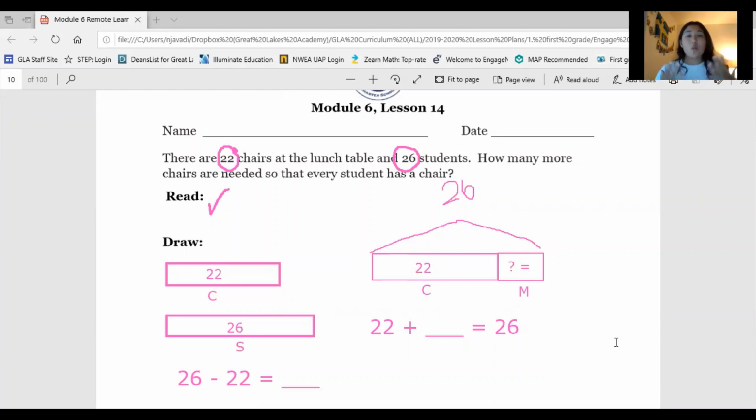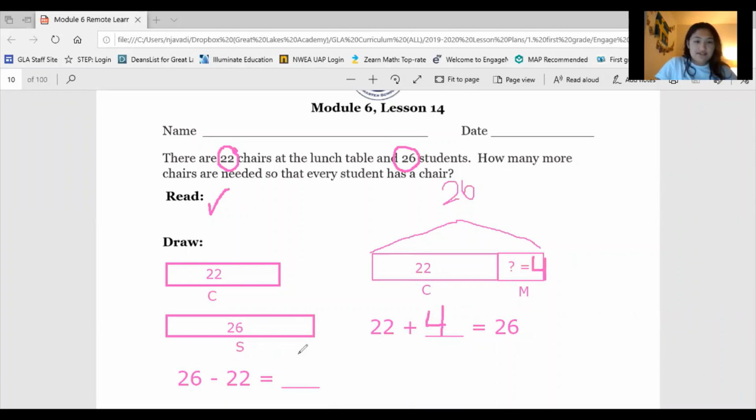Now, there's a way that we can solve both of these problems. We can grab 22 and count up to 26. Let's do it together. Grab 22, say 22, 23, 24, 25, 26. How many fingers are you holding up? Nice job. You're holding up 4 fingers. So let's fill that in our number sentences and in our tape diagrams.